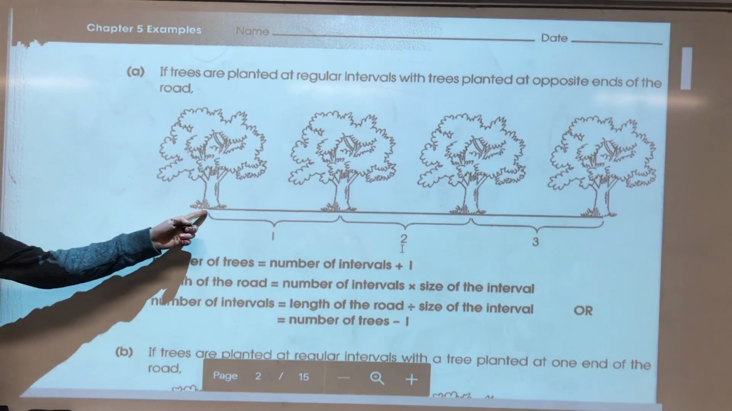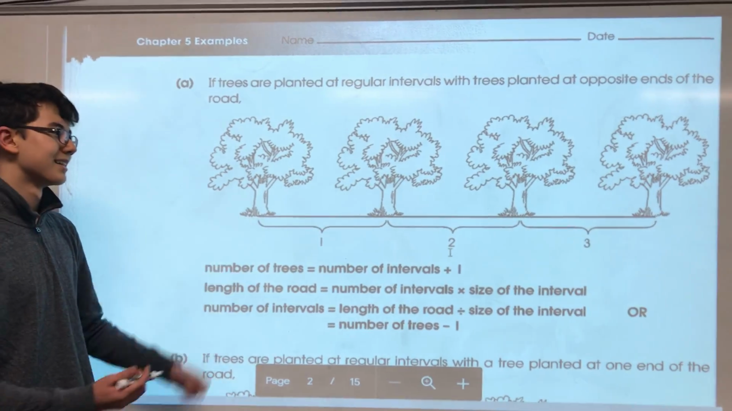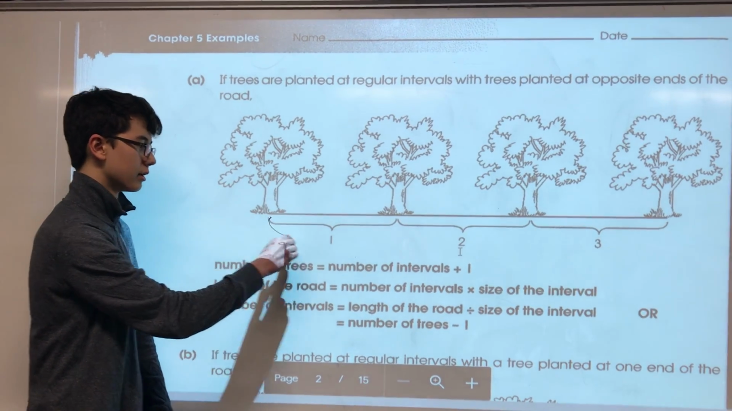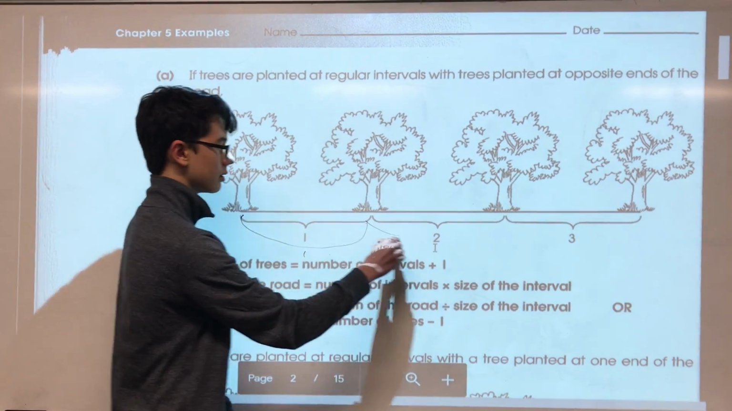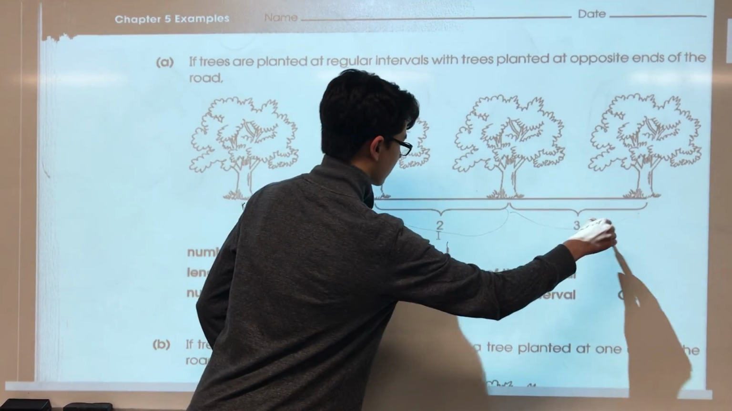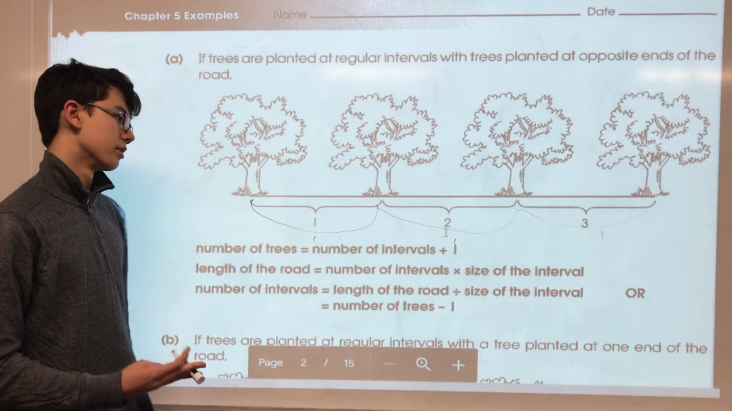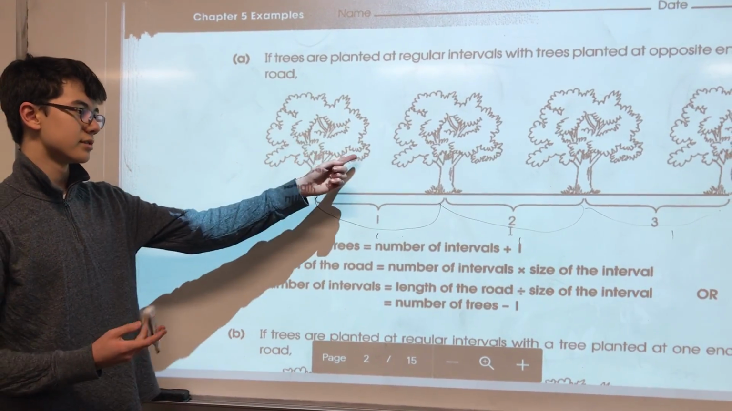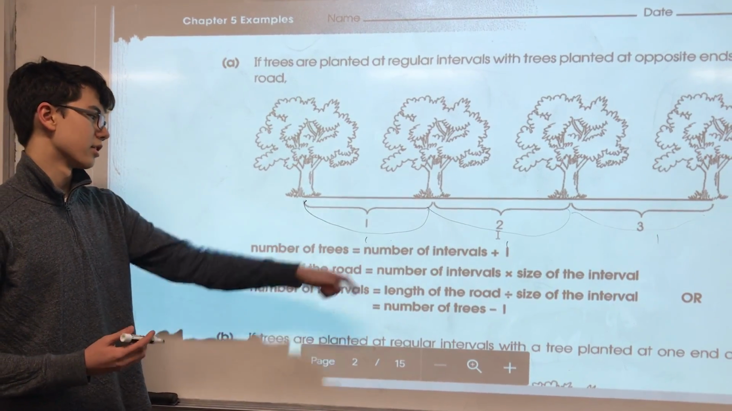If we have a road here and we have trees, alright? And then the trees are planted in regular intervals. So there's one between here, one, and then one. And they're also planted at the end of the road. So if we want to find the number of intervals, we just add the number of trees, so 4, and then plus 1.